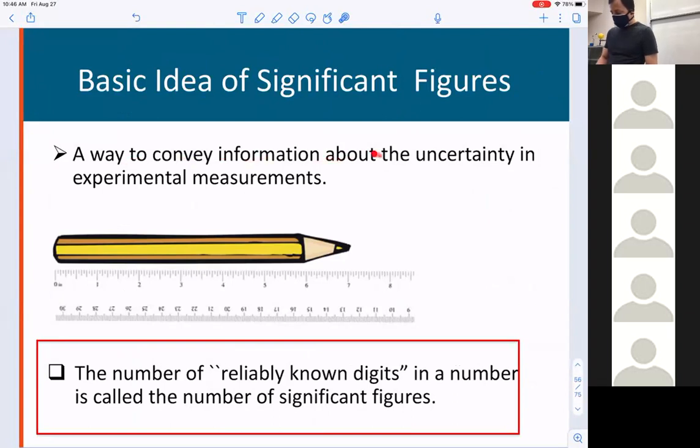A way to convey information about the uncertainty in experimental measurements is the number of reliably known digits in a number, called significant figures. And again, to give you some context, there's a whole separate subject on quantifying uncertainties in various things. It's a whole field in statistics, etc. If you are doing something very serious, like high-end research or engineering or some lab work, you want to do it much more carefully. But if we're just doing quick things where we're not all that concerned with it, significant figures is a good way to do it.